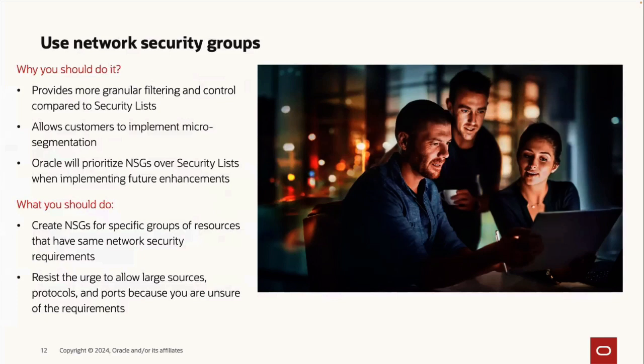So with that said, security lists let us define a set of security rules that applies to all the virtual network interface cards, or what we refer to as VNICs, in an entire subnet. Whereas the network security group is going to give us the ability to provide much more granular filtering and control of traffic flowing to and from an individual or a group of VNICs. So the NSG approach allows customers to implement a microsegmentation strategy, whereas a security list applies to the entire subnet.